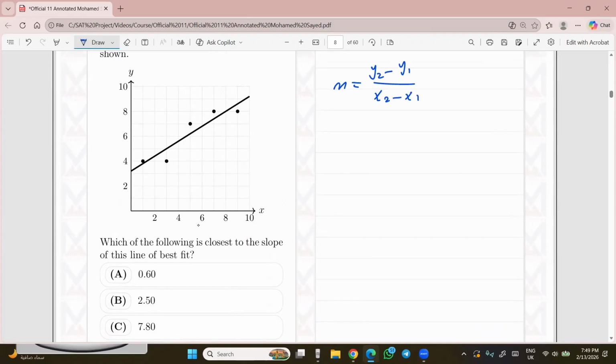You can also use the rise over run, but if you want to use the rise over run, you need to be careful of two things. The first thing is to choose the accurate points. Don't choose the points of the scatter plot itself, because that question did not ask you about the scatter plot. It asked about the line of best fit. Line. So focus on the line. Choose 2 points on the line.